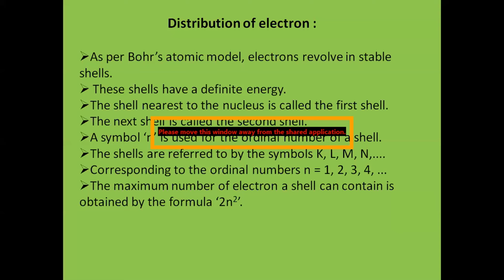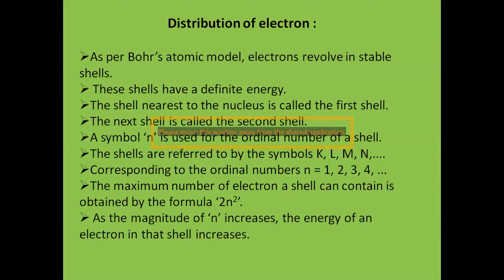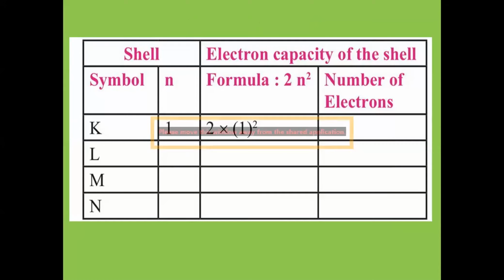And we are going to make use of the formula 2n square to understand the maximum number of electrons the shells can accommodate. So if the magnitude of n increases, the energy of the electron in the shell also increases. Now let us see. Can you see this picture on the screen? Here I have given you the 4 different shells.